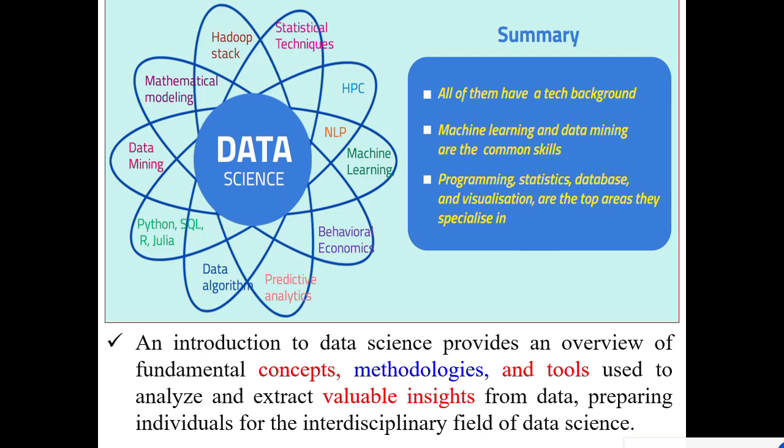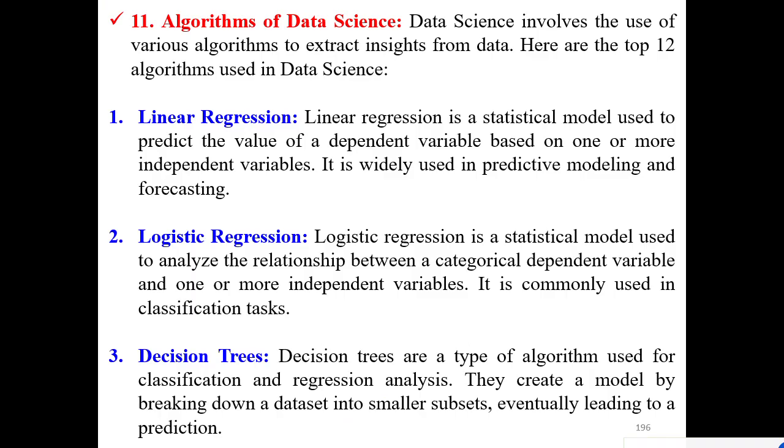All of them have a tech background, and machine learning, deep learning, and data mining are the common skills. Programming, statistics, databases, and visualization are the top areas they specialized in. Then these are the top 10 algorithms. Today I am going to give a brief introduction to the algorithms we are using. There are top 12 algorithms famous in data science.